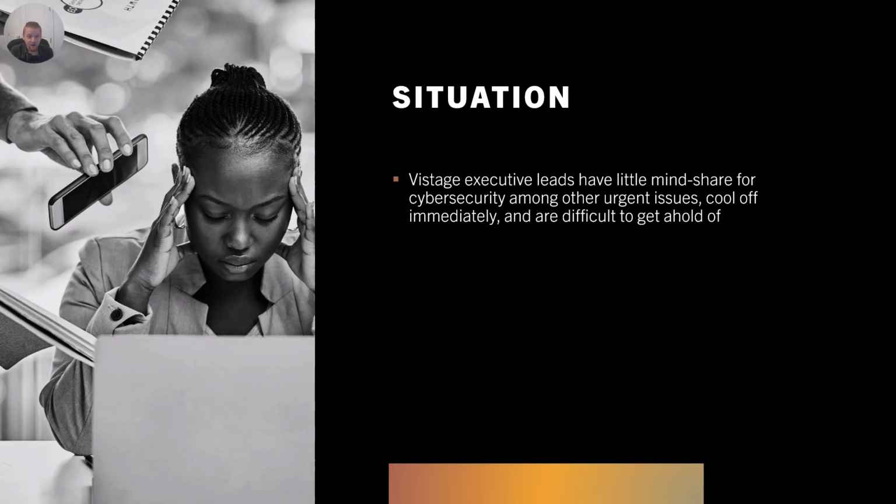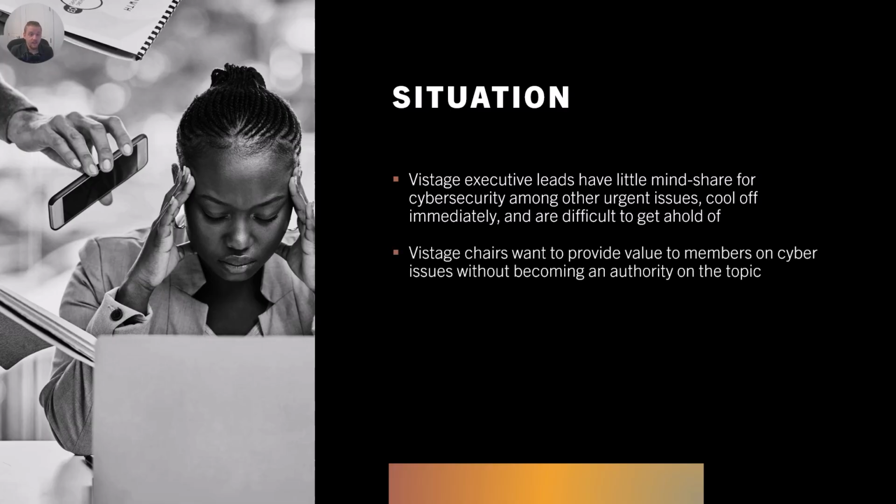So how do you solve that problem? The first pivot that had to happen in the sales process is going to be going through Vistage chairs, because they are the accountability and the education mechanism in Vistage.